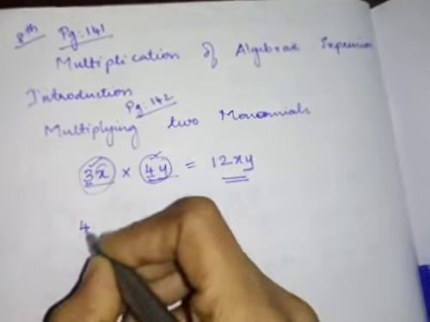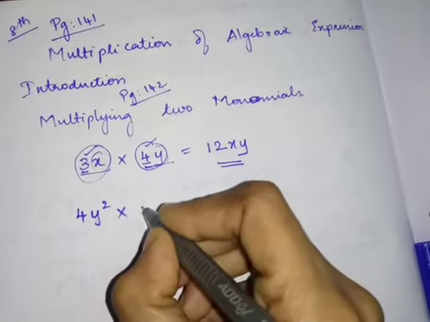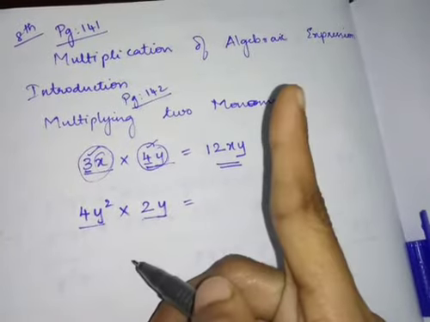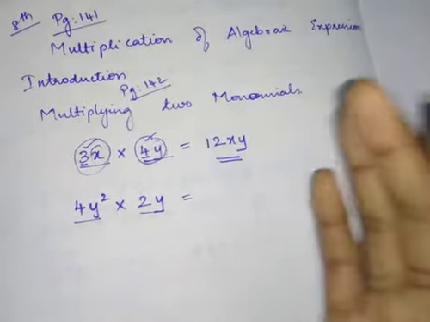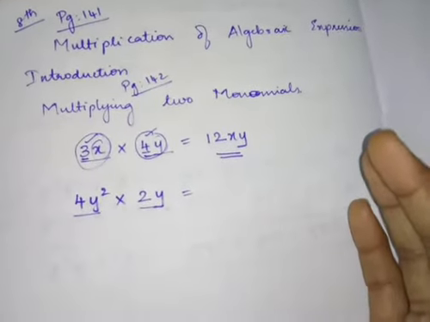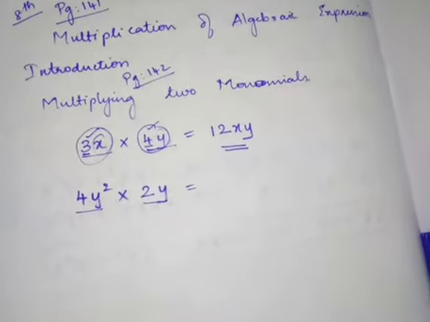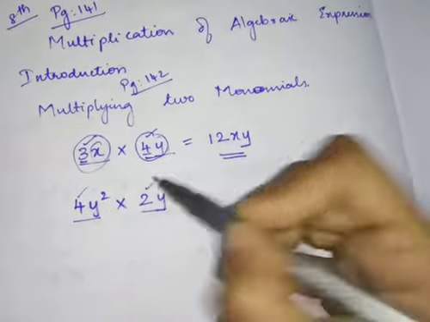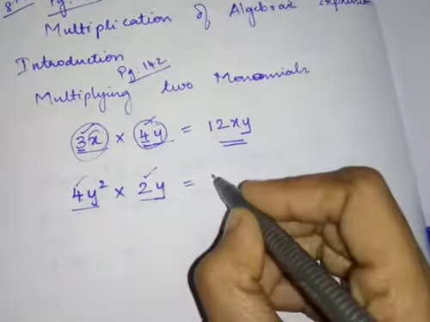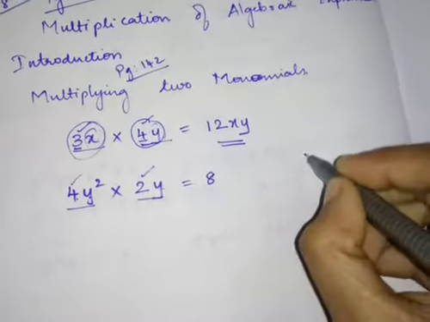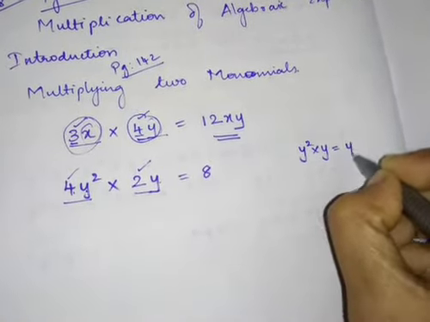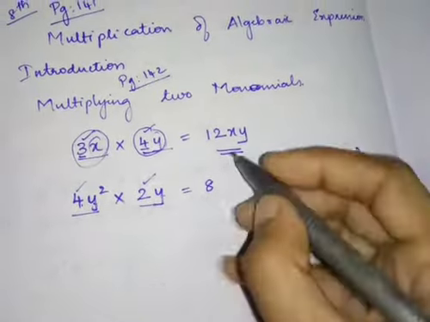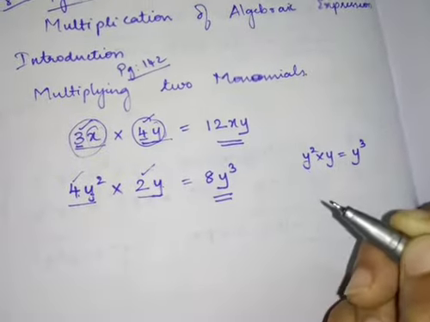Next question. 4y square into 2y. Okay. 4y square is one term, 2y is one term. So both are monomials. I am just multiplying both the monomials now. So I have already told you what you should do. You should multiply the numerical coefficient first. Correct? So 4 and 2 are the numerical coefficients. So 4 2s are 8. Then y square into y. y square into y, what is the answer? y cube. Correct? Yes, y square into y is y cube. So the answer is 8y cube.